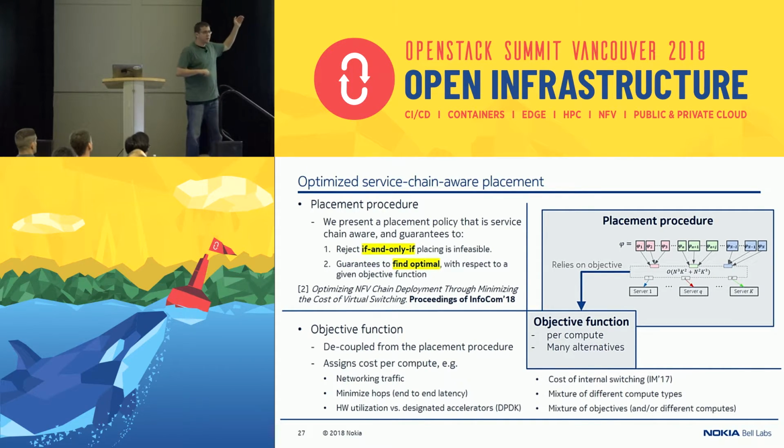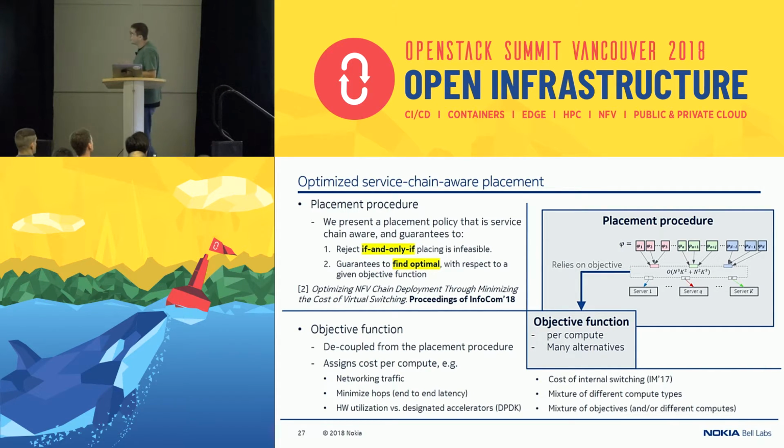So, what we implemented in this case is a placement algorithm that guarantees to reject if and only if placing is infeasible, which is important, and more important is to guarantee to find the optimal placement with respect to a given objective function. Now, you may ask, what is an objective function? An objective function is a cost that can be given to each and every compute. In fact, each compute could have its own objective function, whatever you'd like it to be. And it could be different between computes.